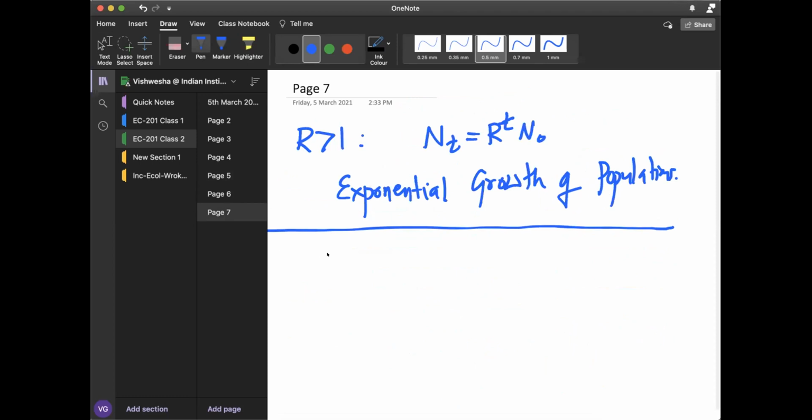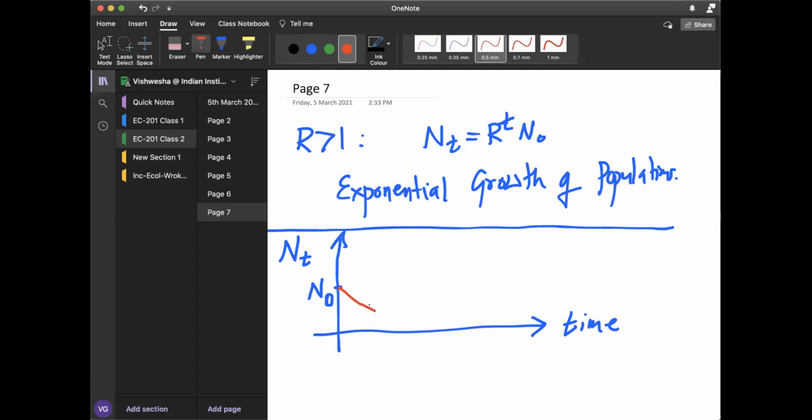Now, if you were to plot this, let's just plot all the cases: time and N. There were three possible cases. Let's say this was the population size at time 0, N0. If R0 was less than 1, we find that the population decays exponentially. If R0 was 1, N0 doesn't change over time. And if R was greater than 1, we find that the population will increase exponentially.